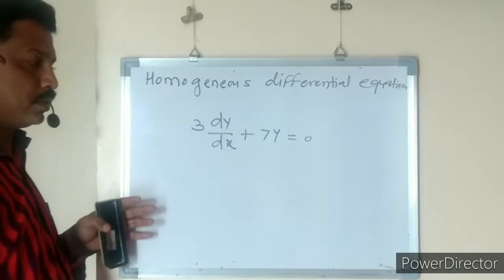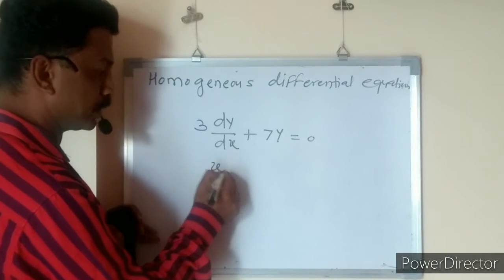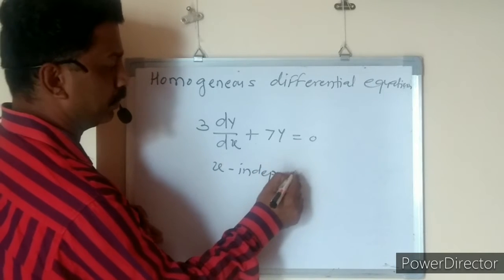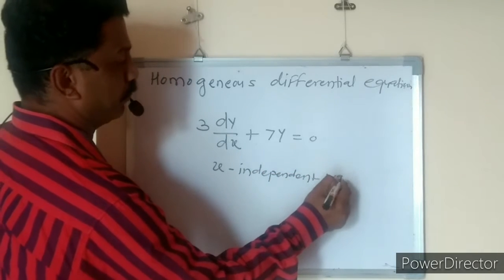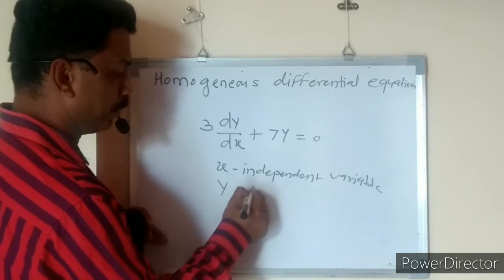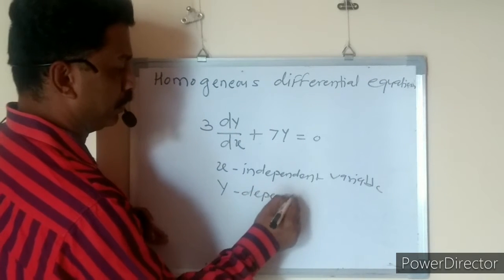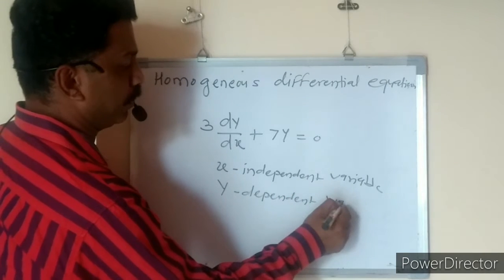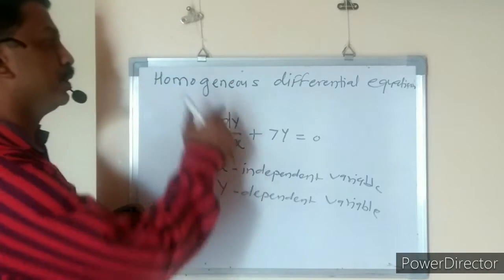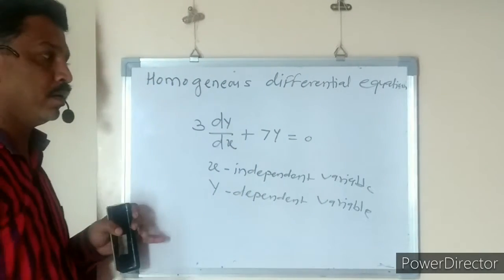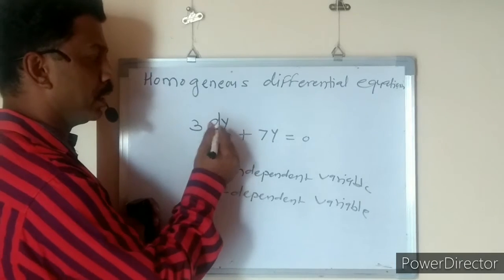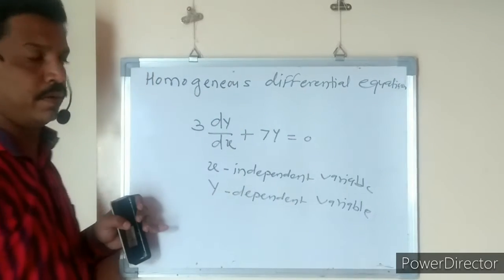So in this equation, here x is the independent variable and y is the dependent variable. So homogeneous equation means what? The equation in which each term contains the dependent variable.